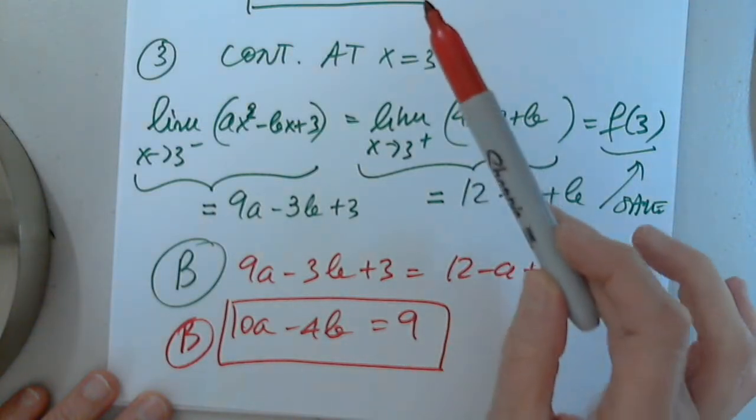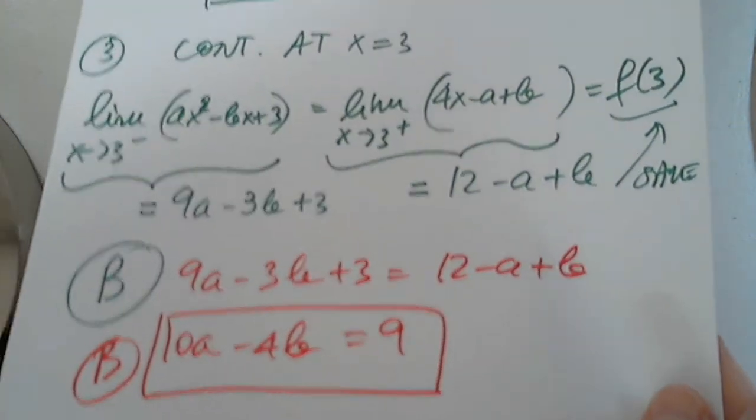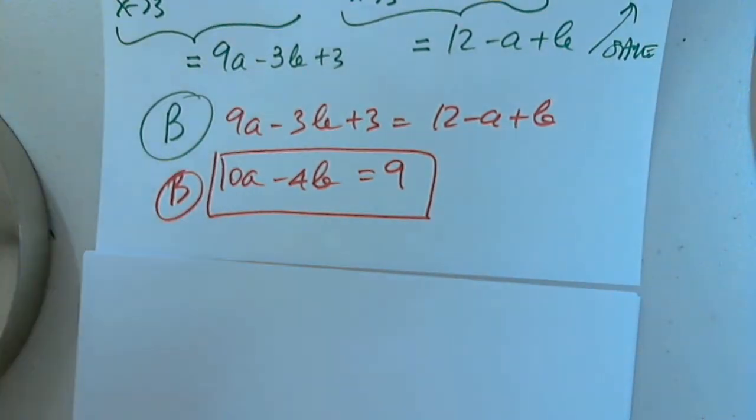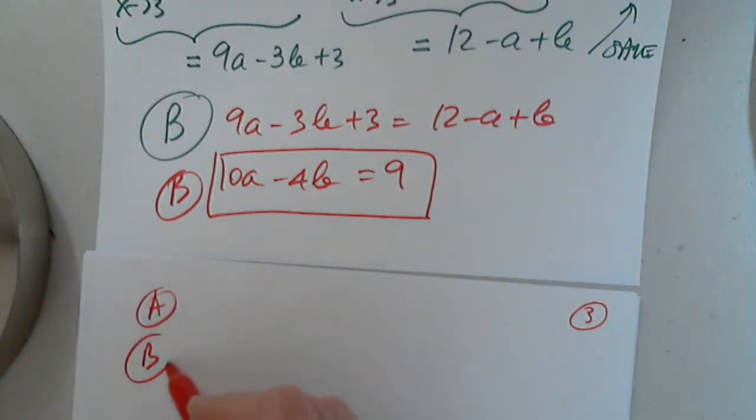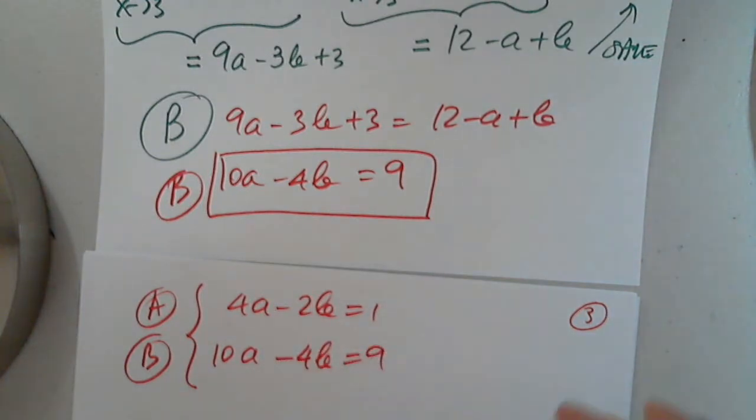Now I have to combine a with b into a system of two linear equations with two variables. Okay, so a with b together: 4a minus 2b equals 1, and 10a minus 4b equals 9.